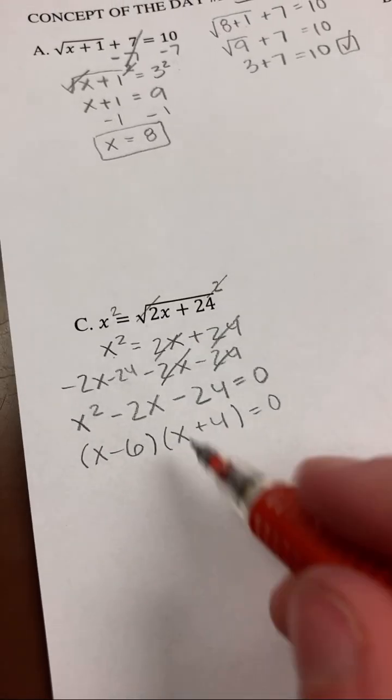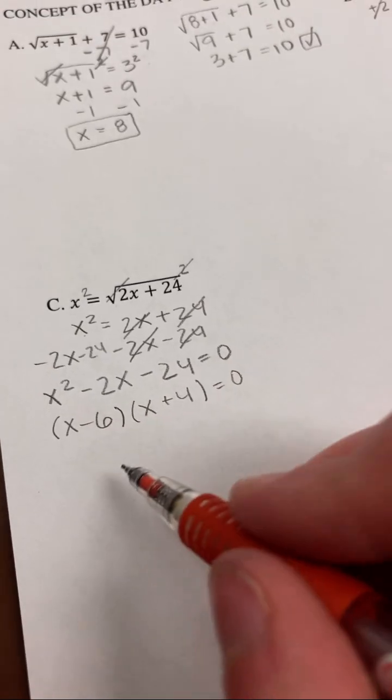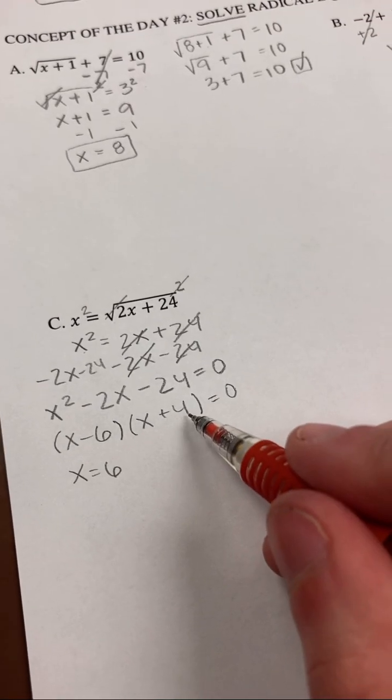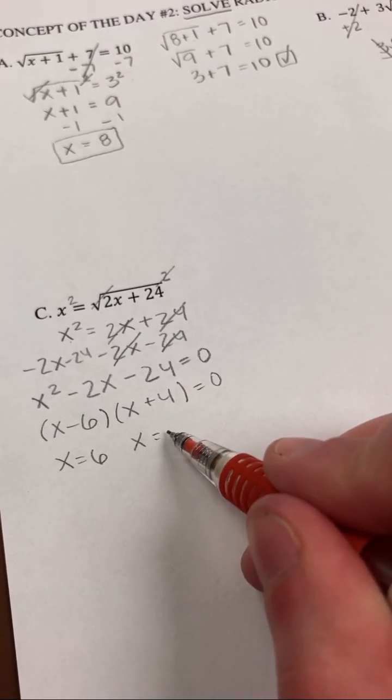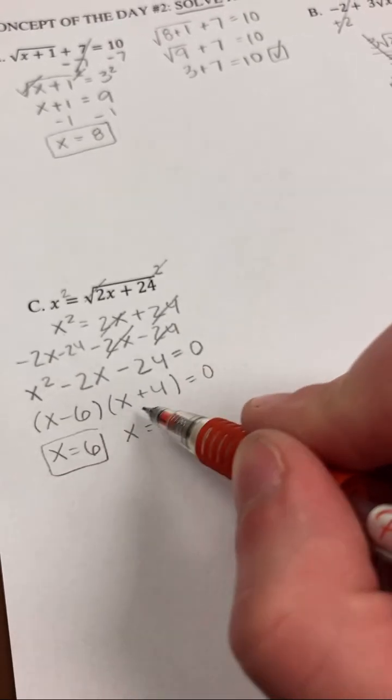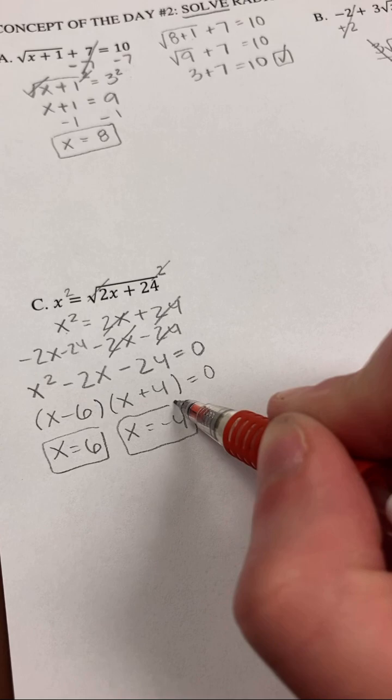All right. So I know that this is one factor, so one of my solutions is going to be x equals positive 6. And if this is my other factor, my other solution is going to be x equals negative 4. I just flip my signs. All right, now let's check if both of these are true.